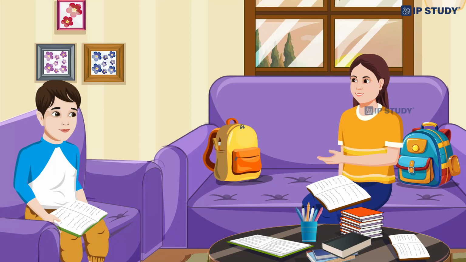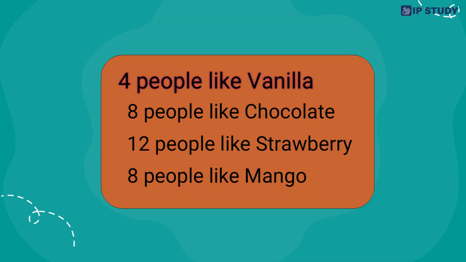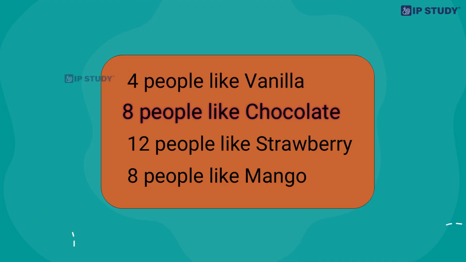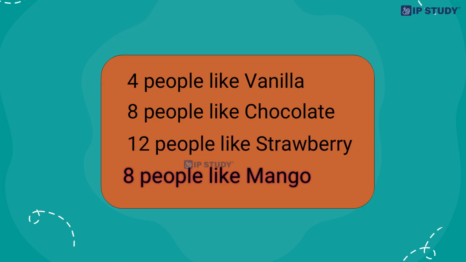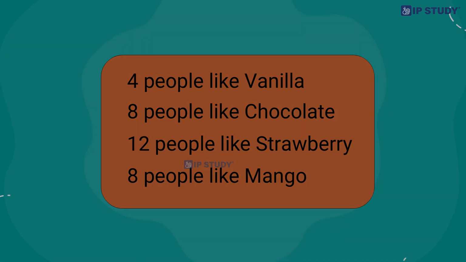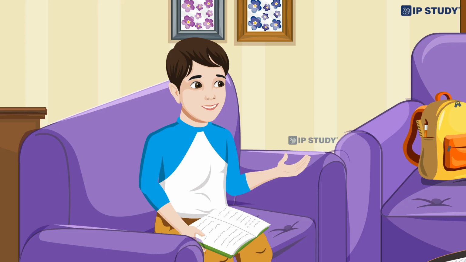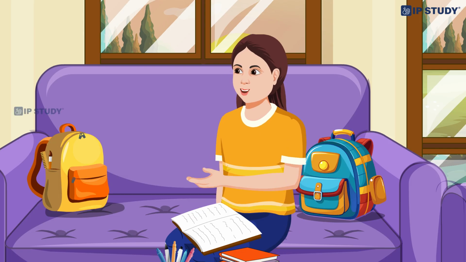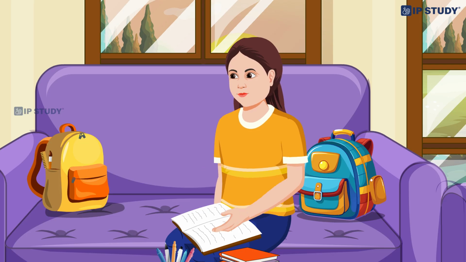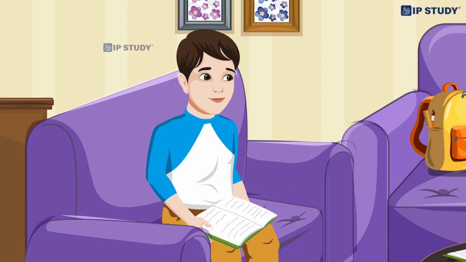Let's say we asked 32 people about their favorite ice cream flavors. Here, what we've got: 4 people like vanilla, 8 people like chocolate, 12 people like strawberry, 8 people like mango. So each number tells us how many people chose each flavor. Exactly. Now let's see how we can organize it. How do we organize this easily?